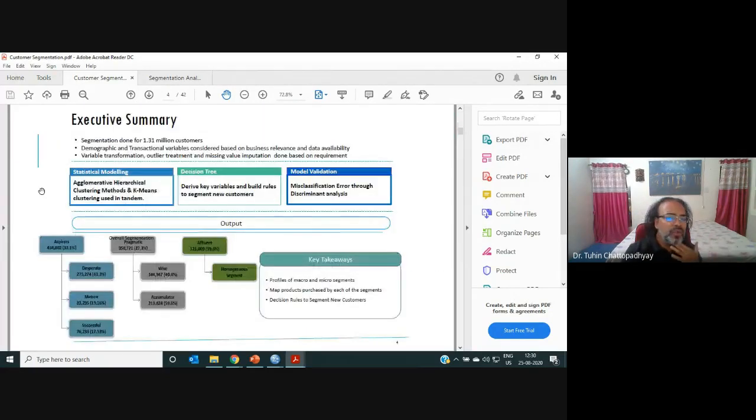So let me quickly walk you through this example, then I shall show a hands-on experience. I was given 1.31 million customers. I was given the demographic and transactional variables. This was a bank, you understand, and banks typically have a kind of legacy of SAS. So I was given SAS software. I had to travel there because banks don't want their data to go outside their premises.